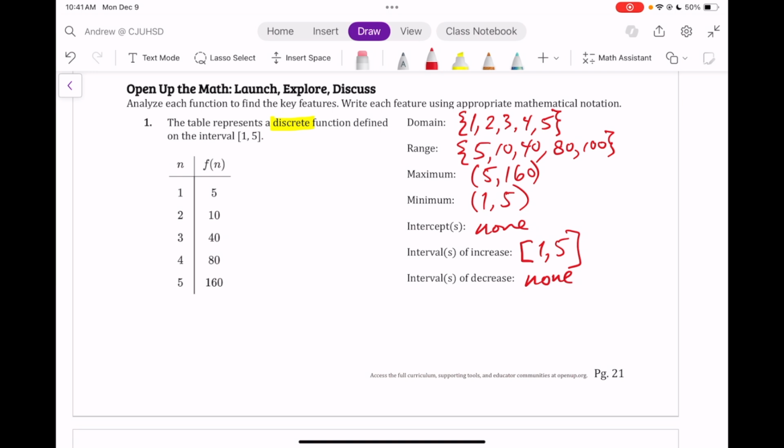So what did we learn here that's new? We learned about discrete functions. How do we say their domains and ranges?